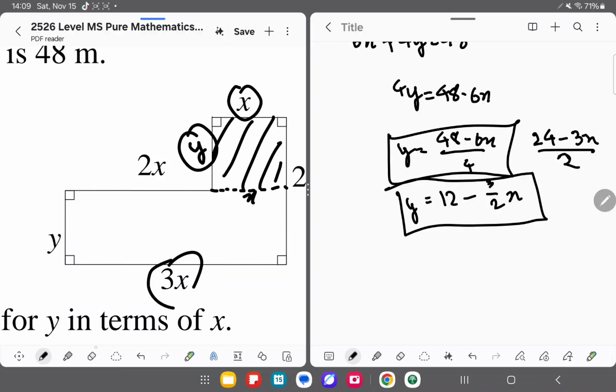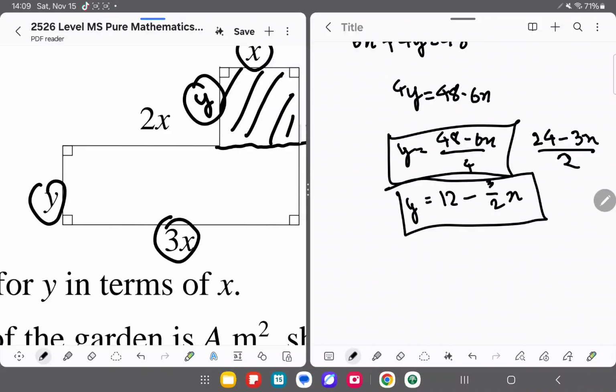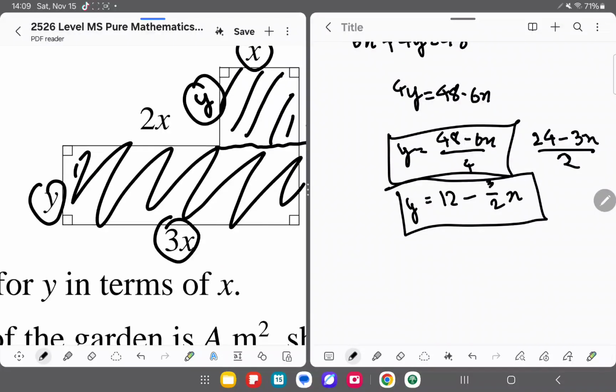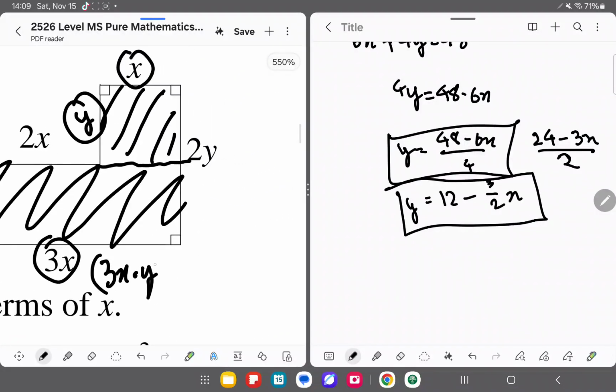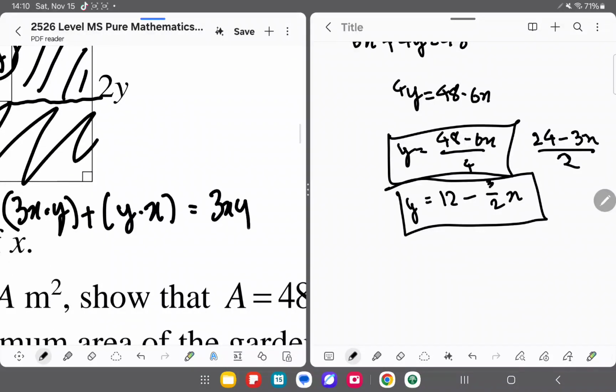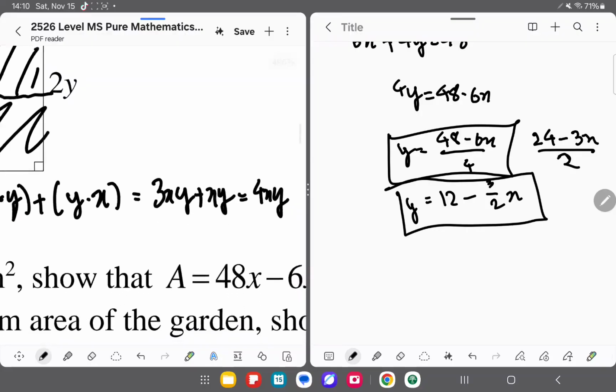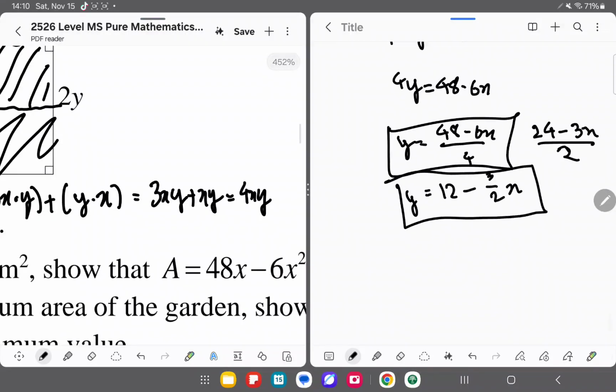And then we multiply over here, this side is x, but it doesn't really matter because we already have 3x here. So here it's just going to be 3x multiplied by y to get the area of this region 2. So we do 3x times y plus y times x to get the area of the two regions, which is equal to 3xy plus xy, which is just 4xy. We are given that y is equal to 12 minus 3 over 2x.